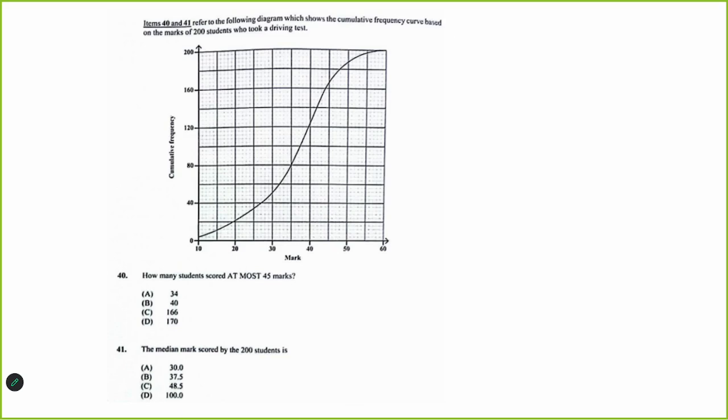How many students scored at most 45? Now y'all use your discretion. Max is 45. You go straight up and then you go across. So this is a little bit more than 160, not quite 170, so I would say the answer is 166.